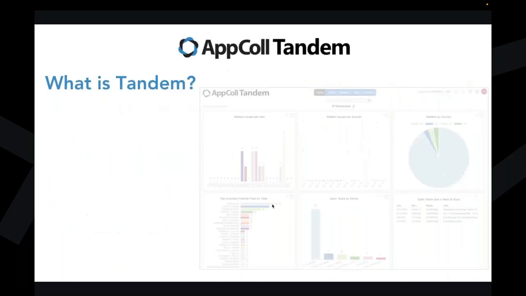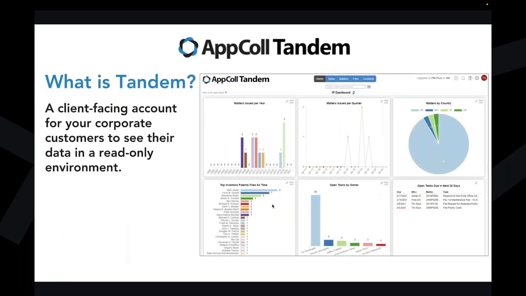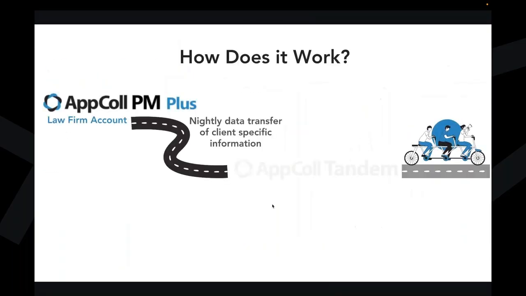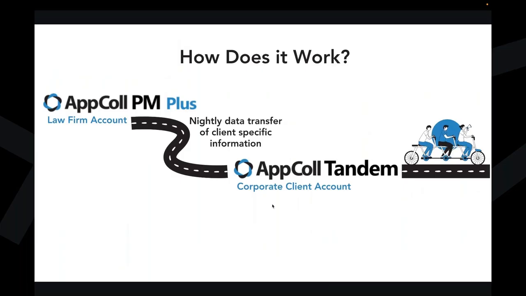All right, so what is Tandem? A Tandem account provides features that allow a client corporation to view and generate reports based on data that transfers automatically from their attorney's AppColl account. Data is transferred on a nightly sync. The data that is transferred on that nightly sync from the attorney's account to the corporation's account is completely controlled by the attorney and can be adjusted or stopped at any time. And I'll show those settings for you to adjust or stop that, so you'll be aware.